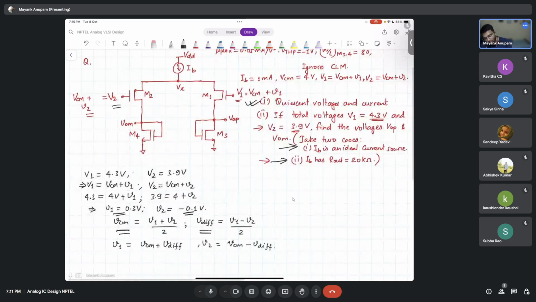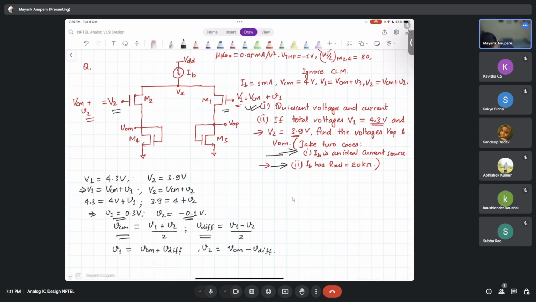Okay, so now you see that there are both common mode and differential mode signals at the input, and this is supposed to be a differential amplifier, right? So it should ideally reject common mode, but that ideal condition will happen in some situation. So that is why I asked you to take these two cases, wherein for the first one you assume that IB is ideal, and the second one where IB is not ideal, it has an output resistance.